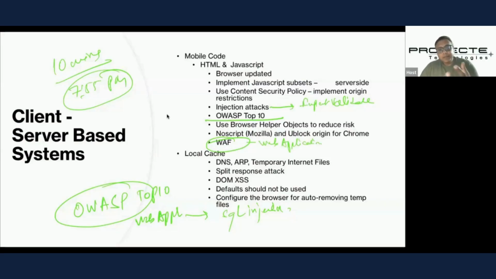Then what happens is, at times, when you access a website, you have a lot of temporary files and cookies and caches which are stored in your browser. Hackers get access to these temporary files. If the browser is not saving them or protecting them, hackers get these temporary files and use those temporary files to launch a replay attack.